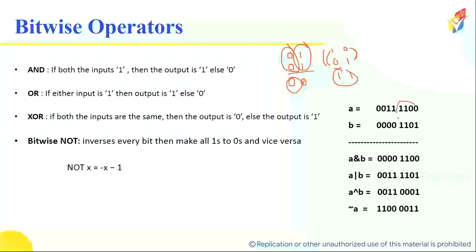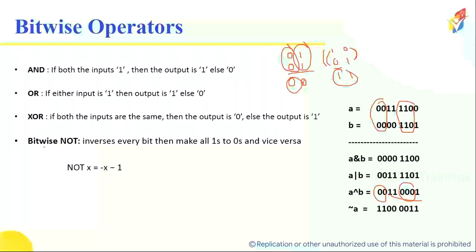Here, these three are the same, so the output is three zeros. Here, both the inputs are same, so these two are zeros. In all remaining cases, the outputs are 1. Clear for you? Yes, yes.